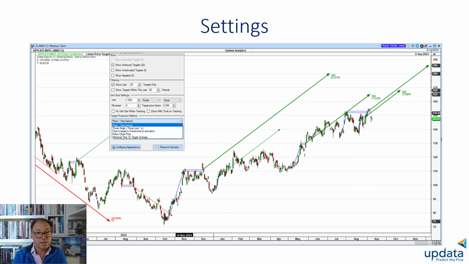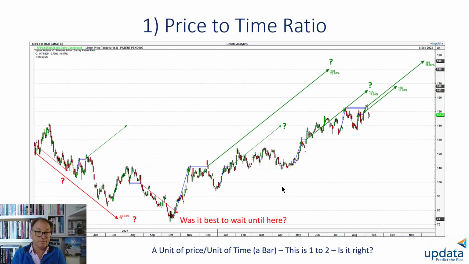You'll notice here the downside targets and the upside targets. And the bold ones are ones that are not yet met, and the ones that are not bold have been met. So this is the price to time ratio. And the key thing here, this was actually a stock that I did own. I've since sold, but this shows here that the targets took longer to meet.